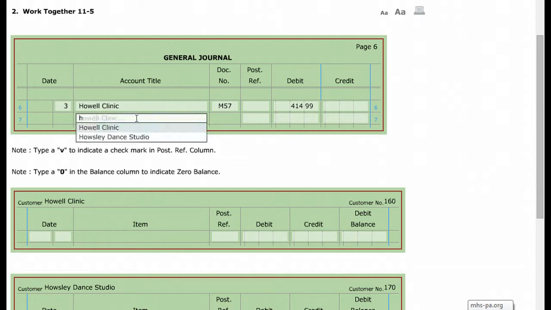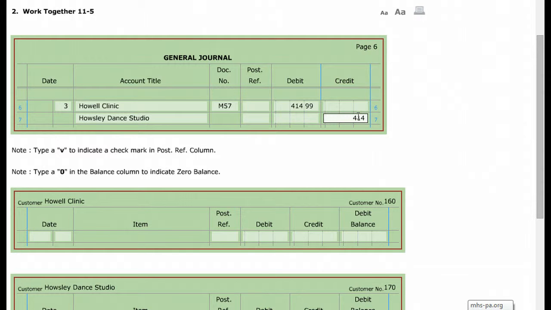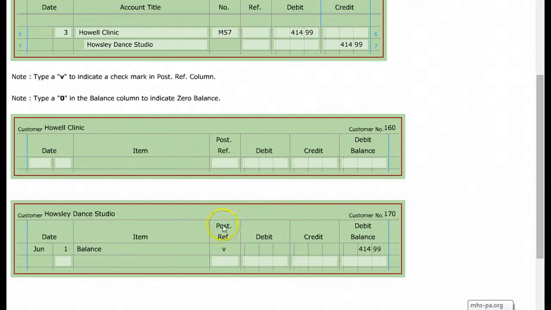Then we put Housley Dance Studio. Okay? And once again, we put $414.99 because we're taking the money out of their account that they owe us, and we're then charging Hal. Now, the only other thing is, see right here? We look at Housley Dance Studio, they still have a balance with us. Until we post, they still have a balance. So because we journalize, that's great, but now we got to post, right?